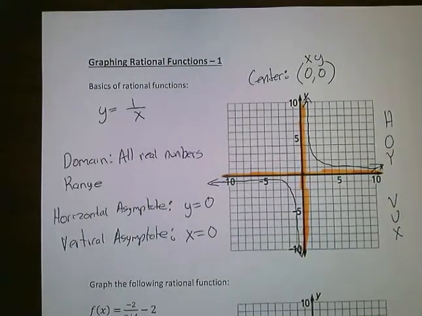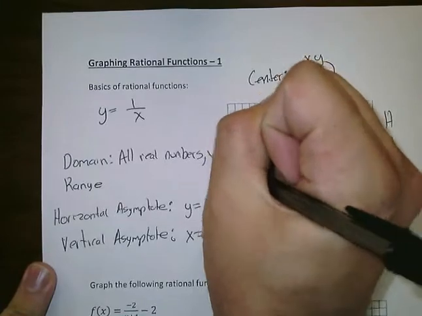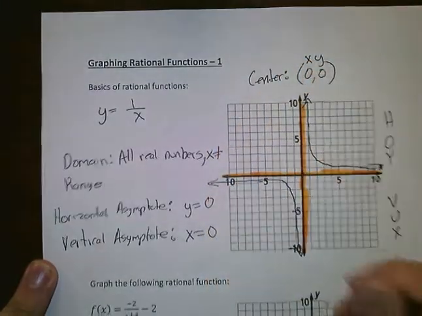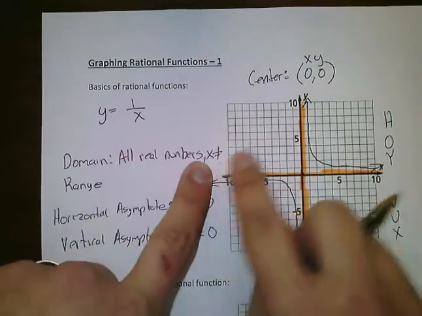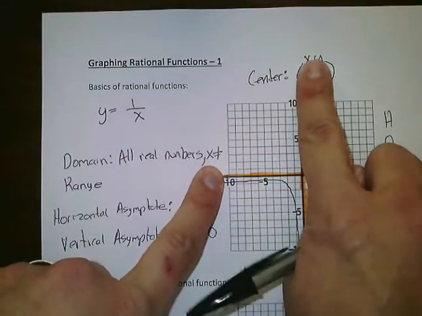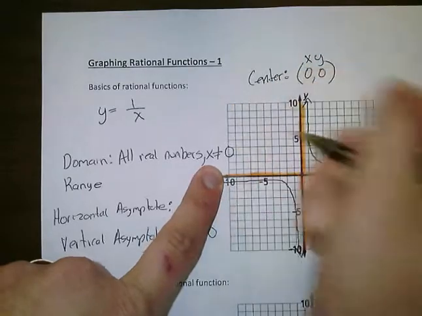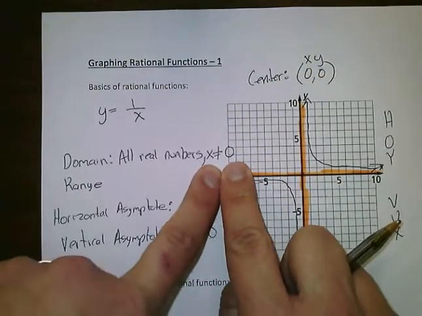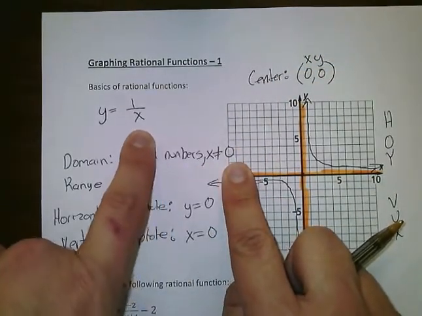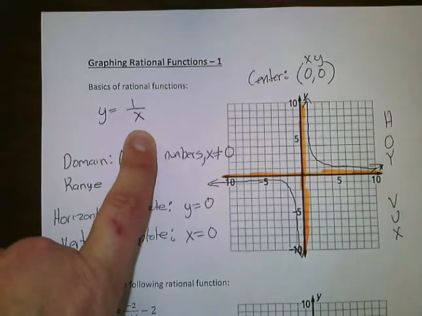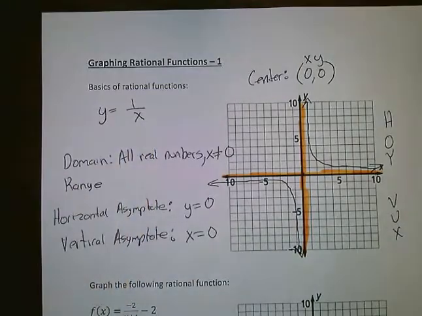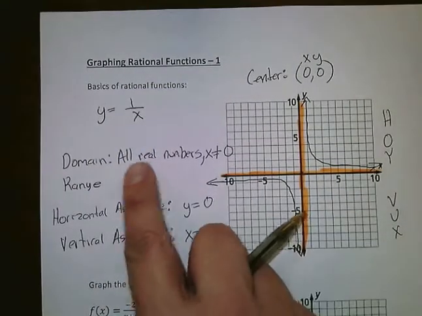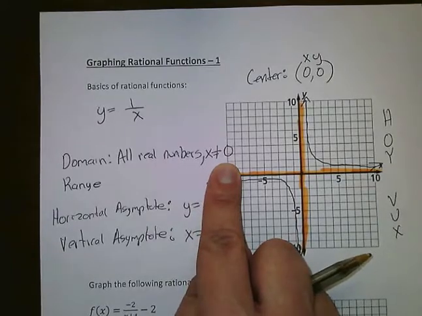But there's one x value that we don't want. So we're going to say x cannot be equal to 0, and it comes again from the center point. Here's the reasoning for that. If you plug a 0 into this function, you're going to have 1 divided by 0, and we can't divide by 0. So we could plug in any x value we want except for 0.